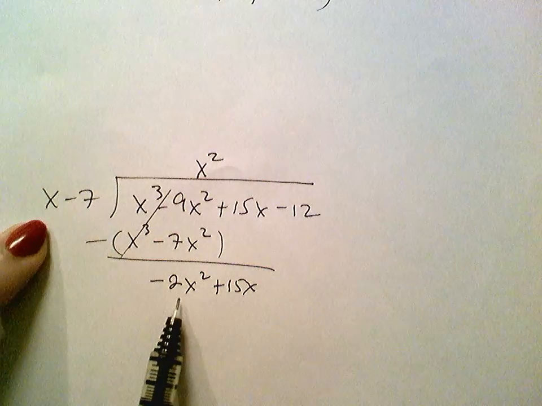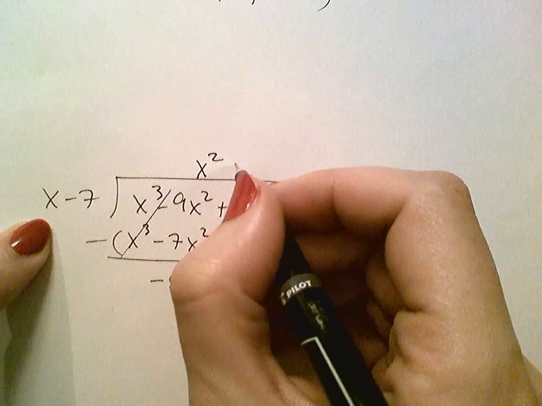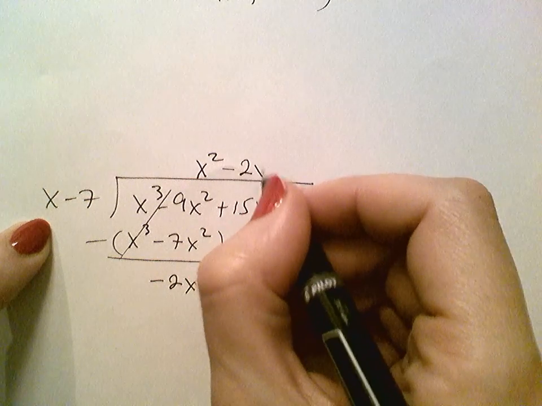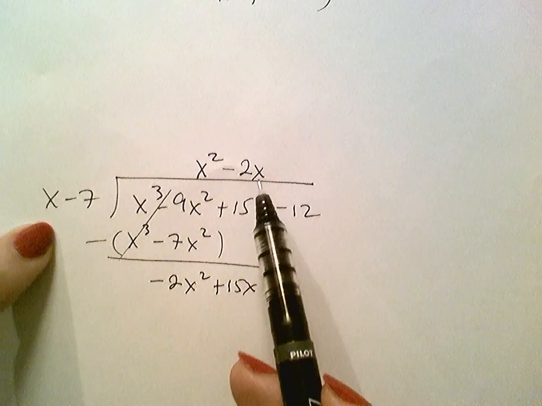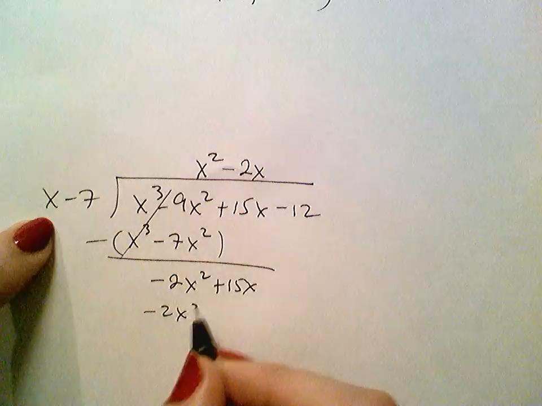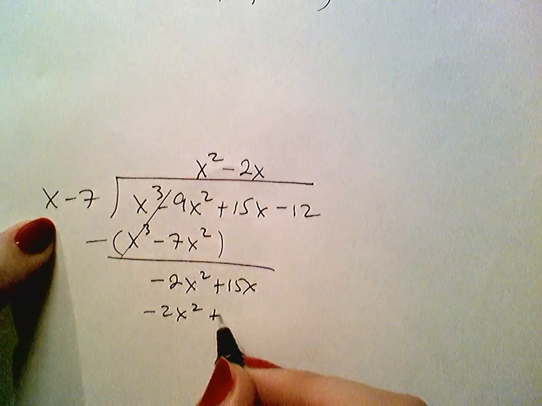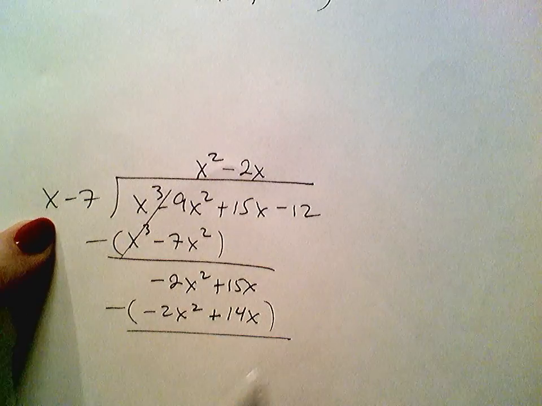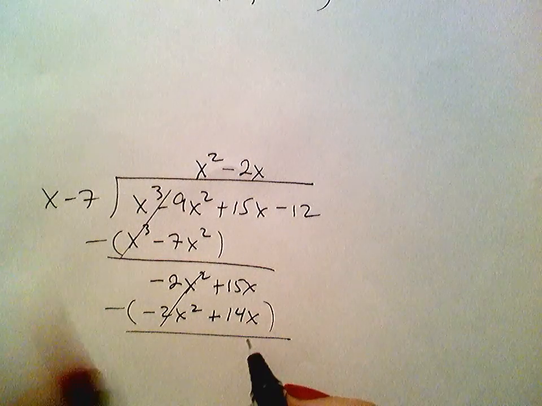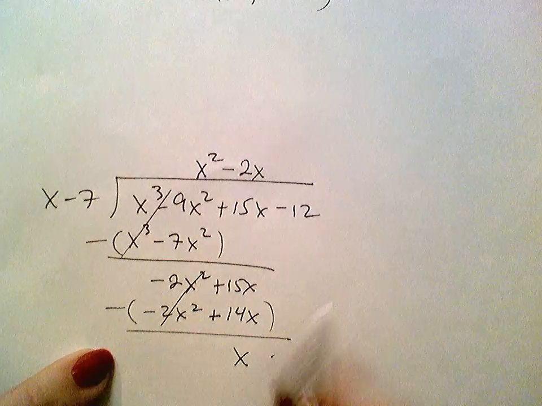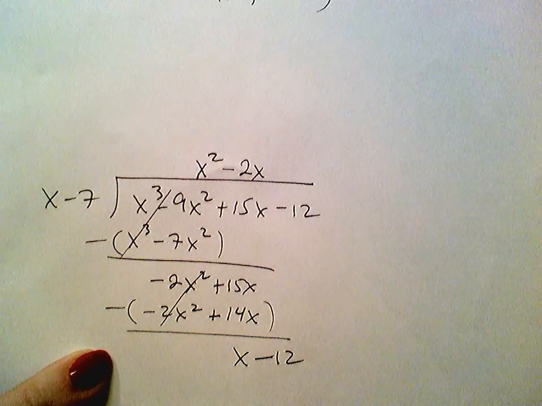So x times what makes negative 2x squared? Negative 2x. Then we multiply that back out. So we got negative 2x squared plus 14x. Then we subtract that. Those cancel. That'll just be 1x. And then the minus 12 comes down.